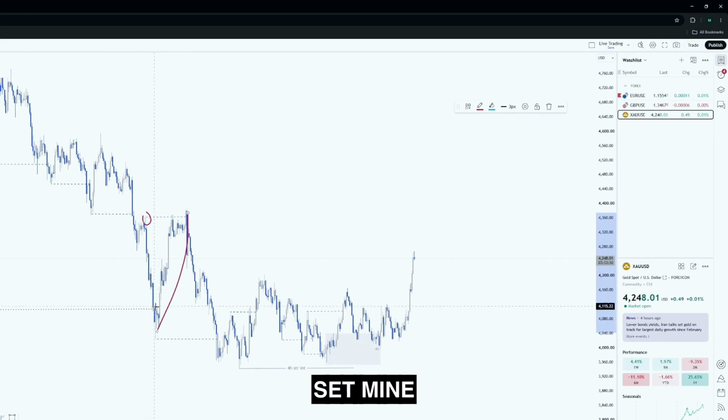So what do I do? Either I'll set my demand zone here and then set another demand zone here, but I will use this first demand zone as what?